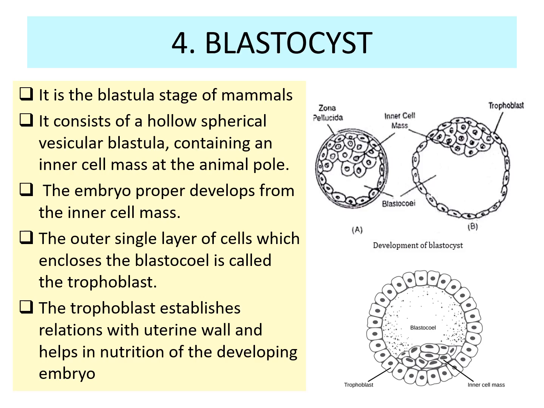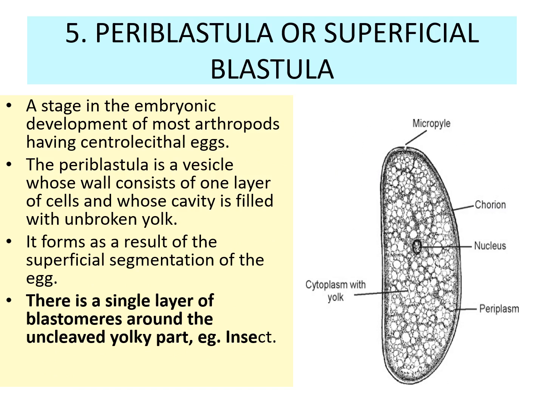Next type is blastocyst. The blastocyst stage is present in mammals. It consists of a hollow, spherical, vesicular blastula containing an inner cell mass at the animal pole. Very important: the embryo proper develops from the inner cell mass. The outer single layer of cells which encloses the blastocyst is known as trophoblast, and this trophoblast establishes a relation with the uterine wall and helps in the nutrition of the developing embryo.